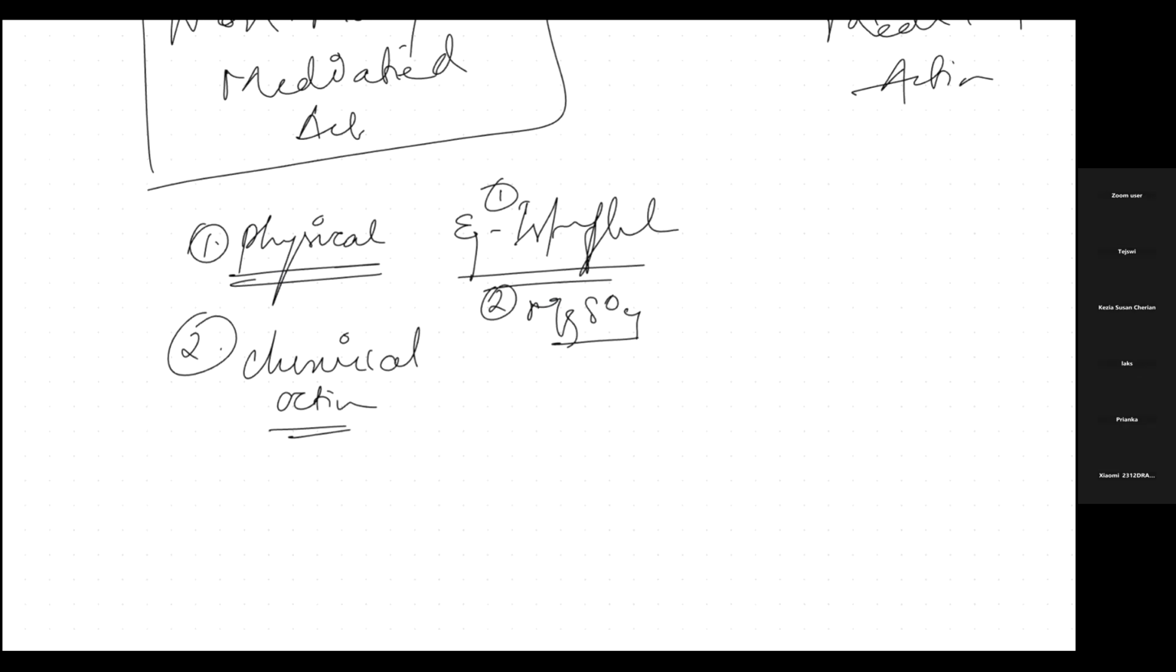We can give an antacid, and the antacid I'm talking about has a high pH. Basically it is alkaline, and the stomach has what? HCl. So it will be neutralizing it. So this is the chemical action of the antacid.